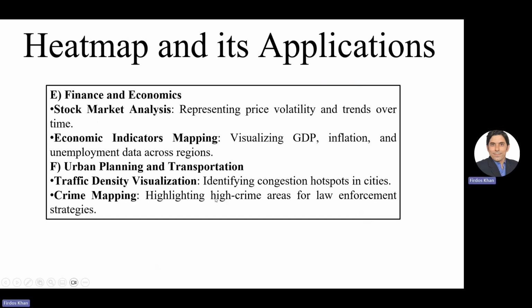Crime mapping: highlighting high-crime areas for law enforcement strategies. You can do this as well. You have geographic information and data on crime, just map it over that geographic location, and you can see where we need more enforcement strategies and where we need less. That can help in the implementation of enforcement strategies, and it can help in policy making.